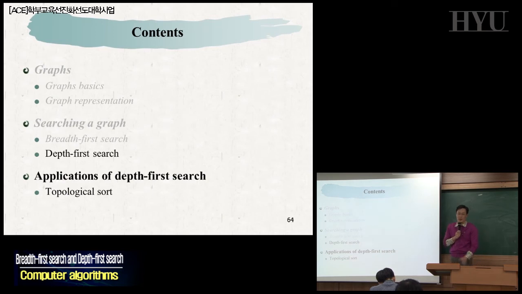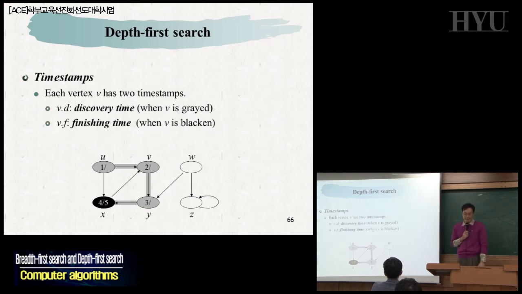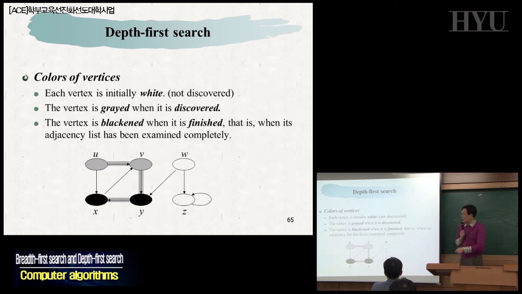Okay, then I will explain the first part of the DFS. The color convention of DFS is the same. Every vertex is initially white, which means not discovered. The vertex is grayed when it is discovered, and the vertex is blackened when it is finished, that is, when its adjacency list has been examined completely. So this color convention is the same as in BFS.